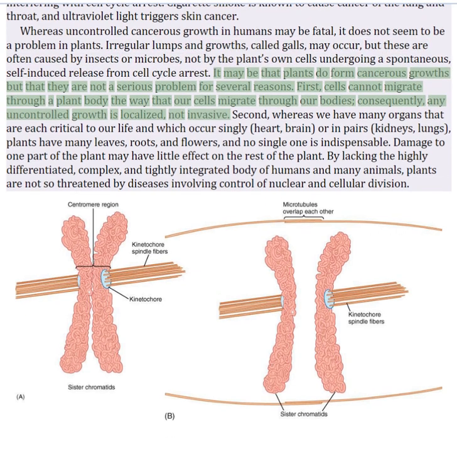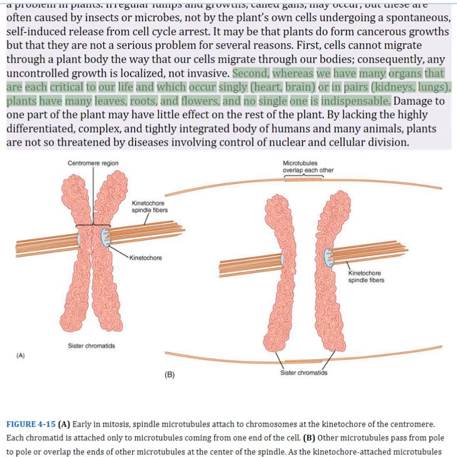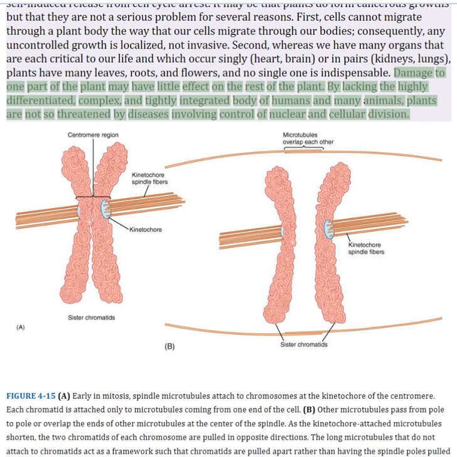It may be that plants do form cancerous growths but that they are not a serious problem for several reasons. First, cells cannot migrate through a plant body the way that our cells migrate through our bodies; consequently, any uncontrolled growth is localized, not invasive. Second, whereas we have many organs that are each critical to our life and which occur singly or in pairs, plants have many leaves, roots, and flowers, and no single one is indispensable. Damage to one part of the plant may have little effect on the rest of the plant. By lacking the highly differentiated, complex, and tightly integrated body of humans and many animals, plants are not so threatened by diseases involving control of nuclear and cellular division.